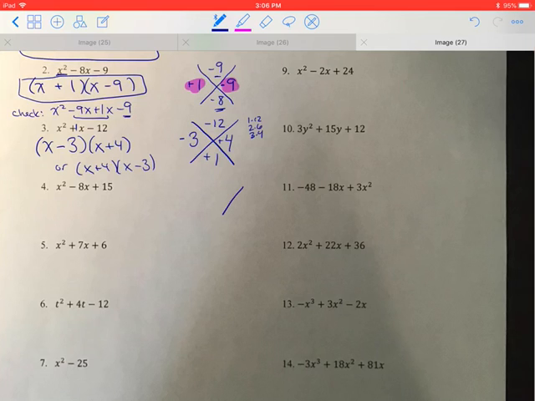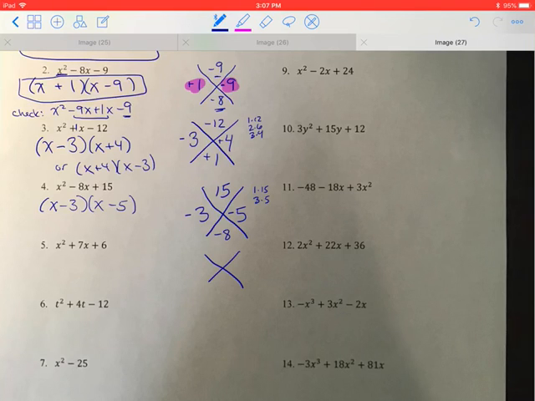All right, so let's try number 4. I don't see a GCF to take out. Notice this is a positive 15, which means our signs are going to be the same. So I've got 1 times 15 and 3 times 5. 3 and 5 add to make 8, but if I want them to be a negative 8, they have to both be negative. All right, so then we get a product of positive 15 and a sum of negative 8. We move that over into our parentheses, x minus 3, x minus 5.